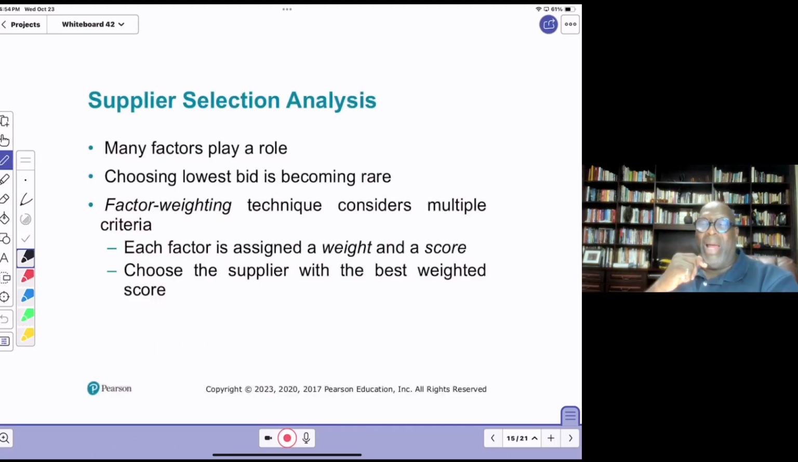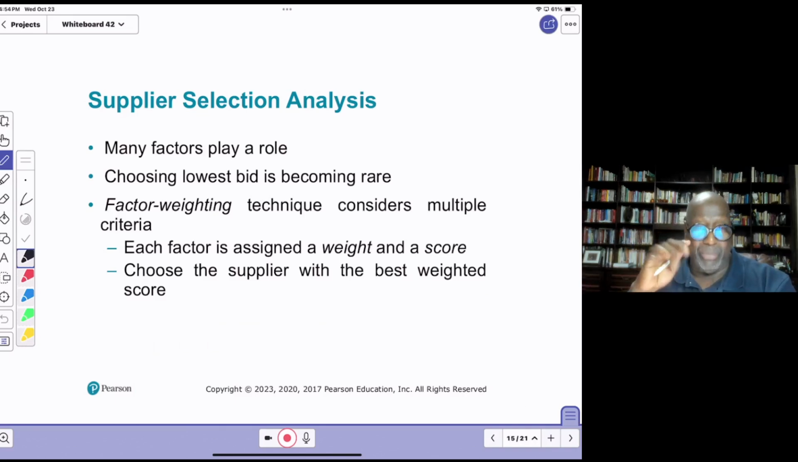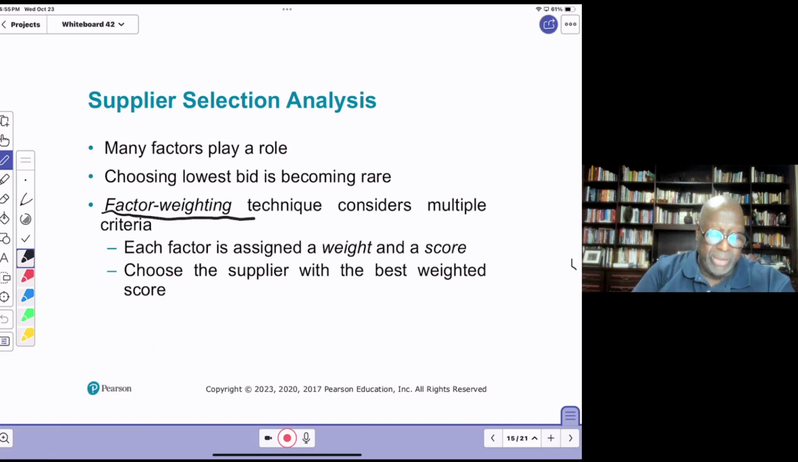How do we select suppliers? Supplier selection will depend on a number of factors. And so, cost, location, reliability, quality, all these factors are important. Nowadays, people don't just choose a supplier based on who can give me the best price, but who can meet a number of criteria. So there is a technique that we call factor weighting, which is basically identifying all the key factors, weighting them, and then assessing each vendor to determine what their weighted score is, and then you pick the vendor with the best weighted score.